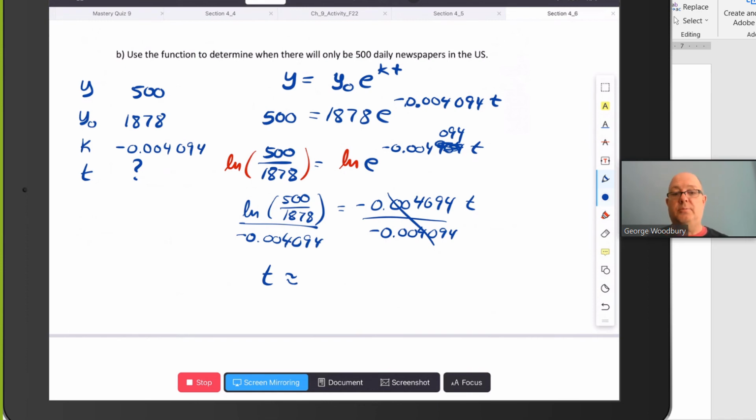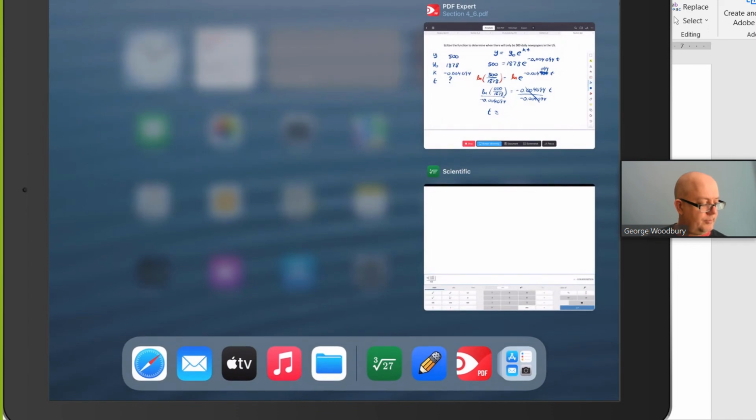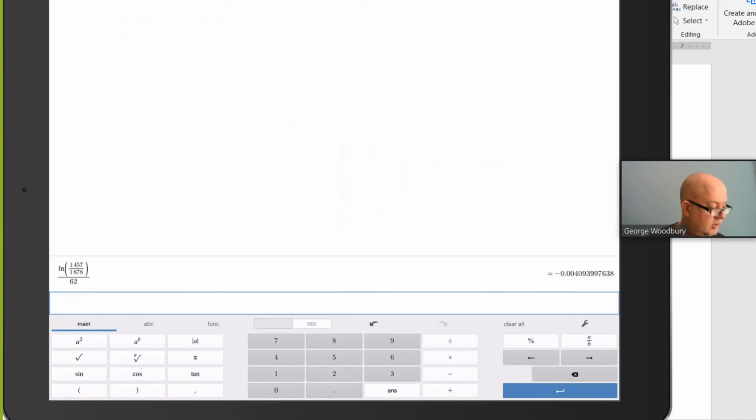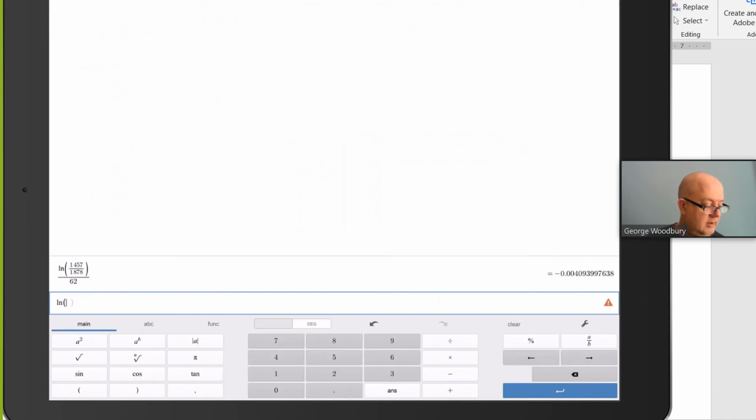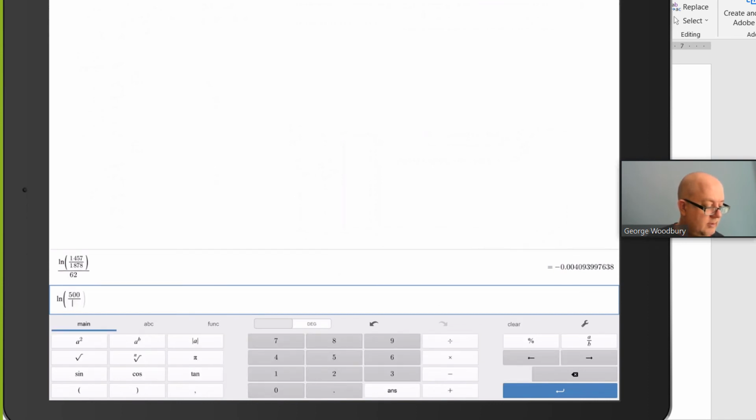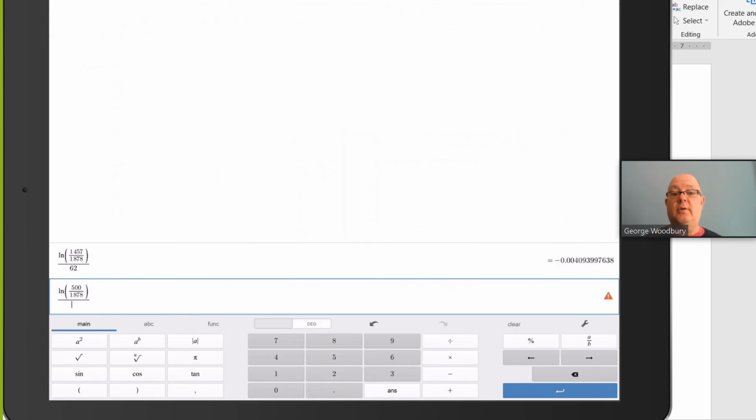I'm going to start with the ln part, and I'll come back in a moment. I've still got that on the screen. I can use that. Function, natural log, back to main, 500 divided by 1878. Tap outside the parentheses, divided by, now we need that value of k, and that was negative 0.004094. And let's see. So we get 323.